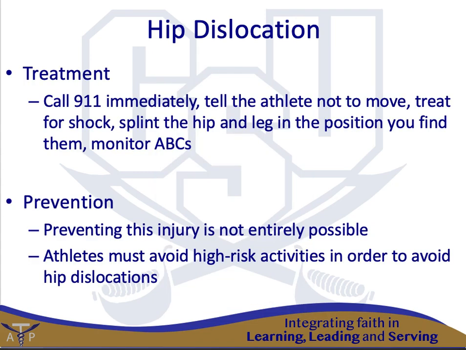Treatment, we need to make sure that we call 911 immediately, not move the athlete, and if we're splinting them, we want to splint them in the position that we find them. Of course, treat them for shock because this is a high impact injury, and then monitor their ABCs as EMS is on their way, so airway, breathing, and circulation. Prevention, again, it's not entirely possible to prevent a hip dislocation, but we need to make sure that we avoid high-risk activities to avoid hip dislocations. Depending on the activity, this may not be possible.